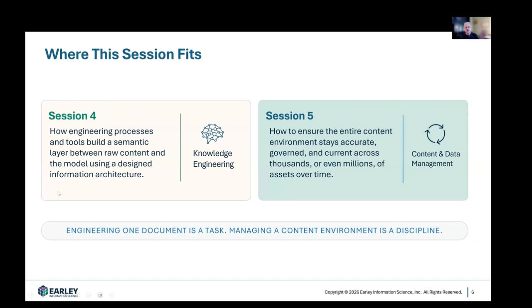So again, we talked last time about how to build that semantic layer between content and using models that help us apply the information architecture to the content, right? How do we engineer those processes? How do we build that semantic layer? How do we model and structure that information?